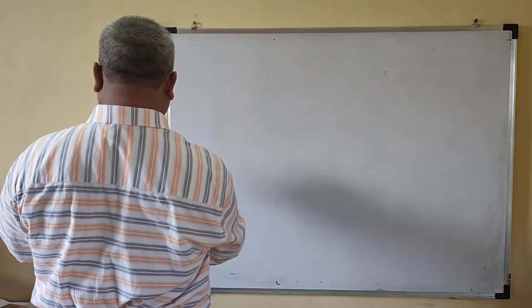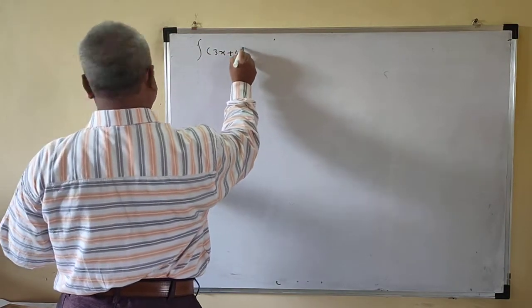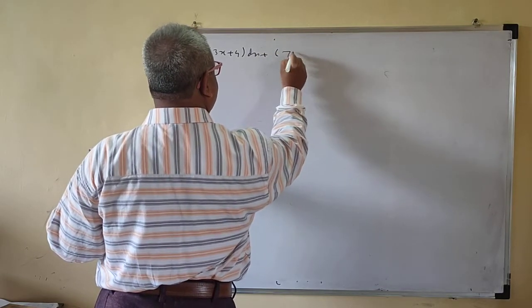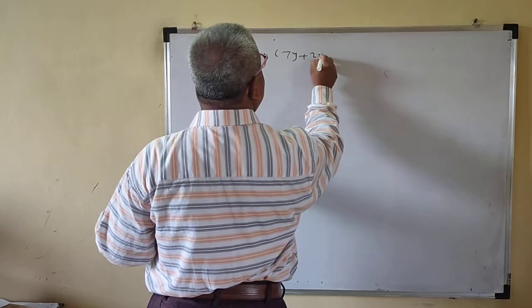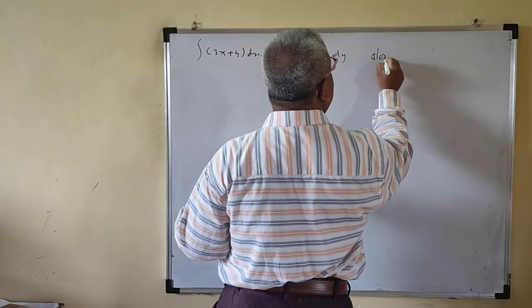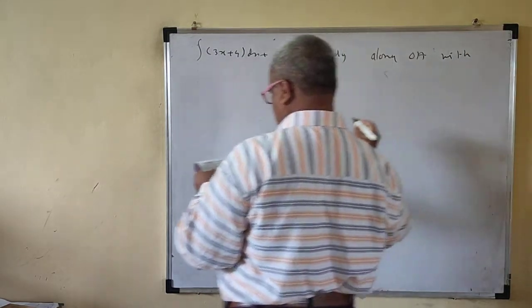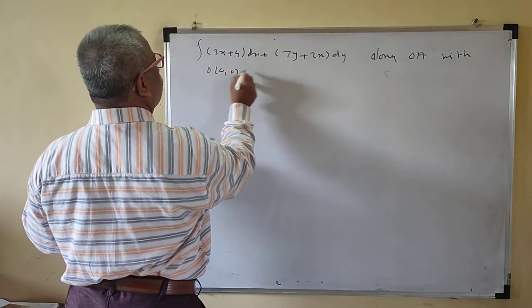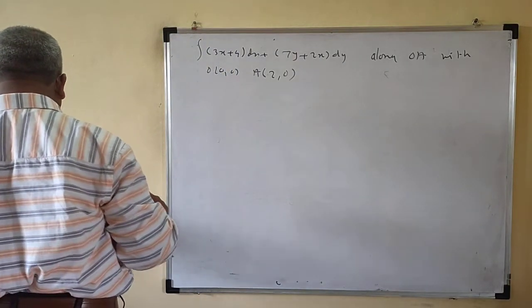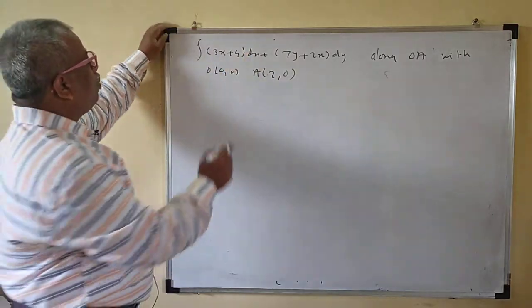Next, integration of 3x plus 4 dx plus 5 plus 7y plus twice x dy along OA with O as 0, 0 and A as 2, 0. Okay, so the integral is in the form dx.